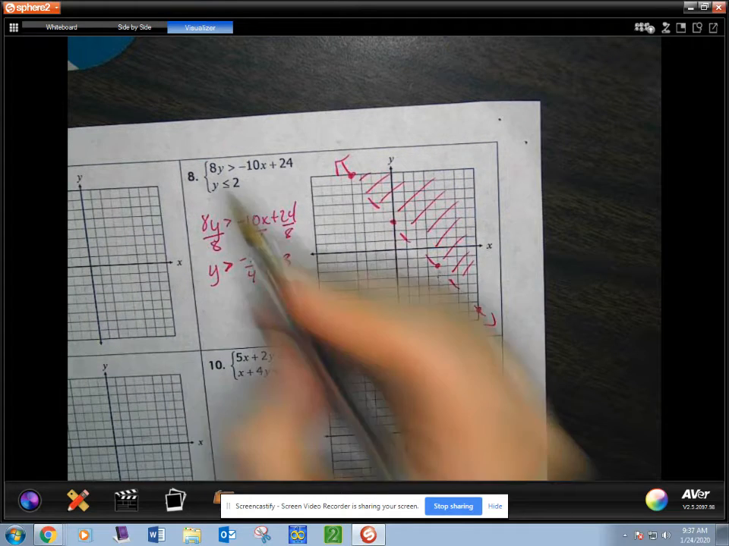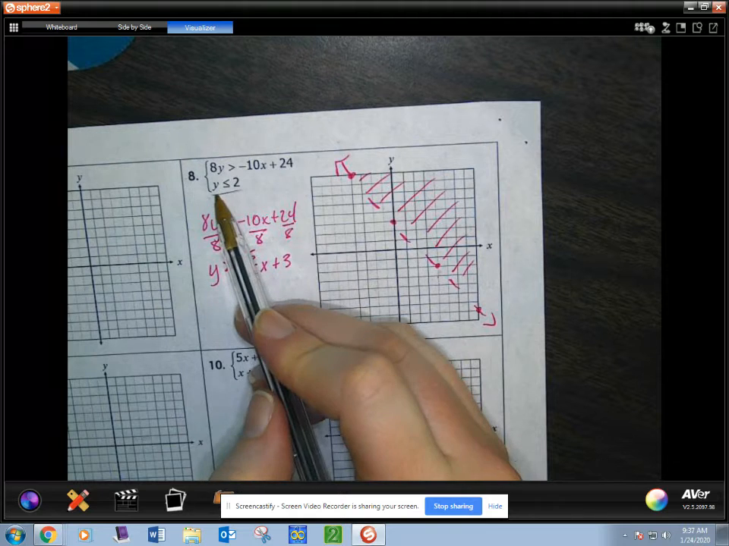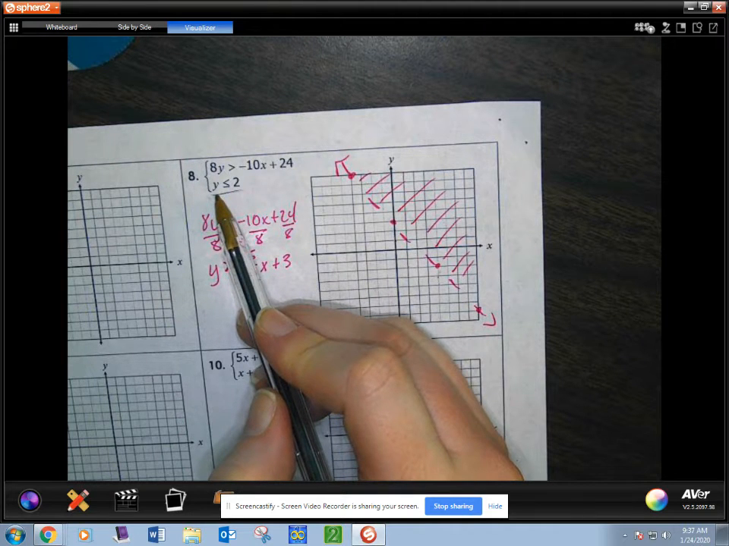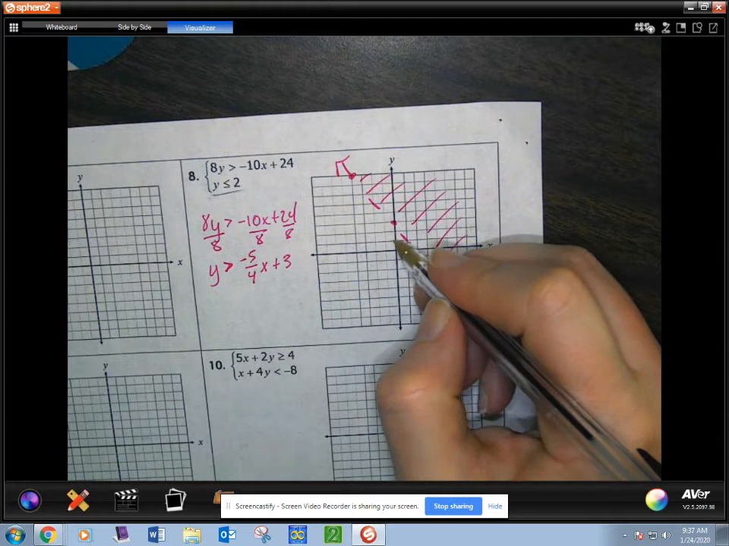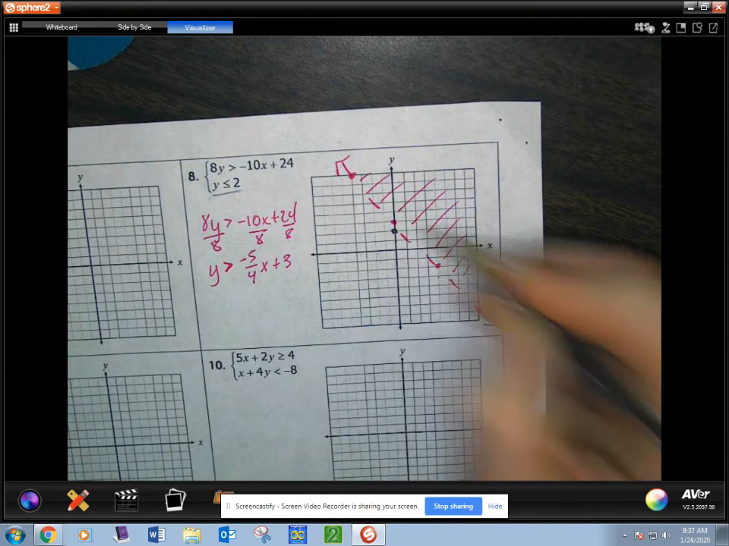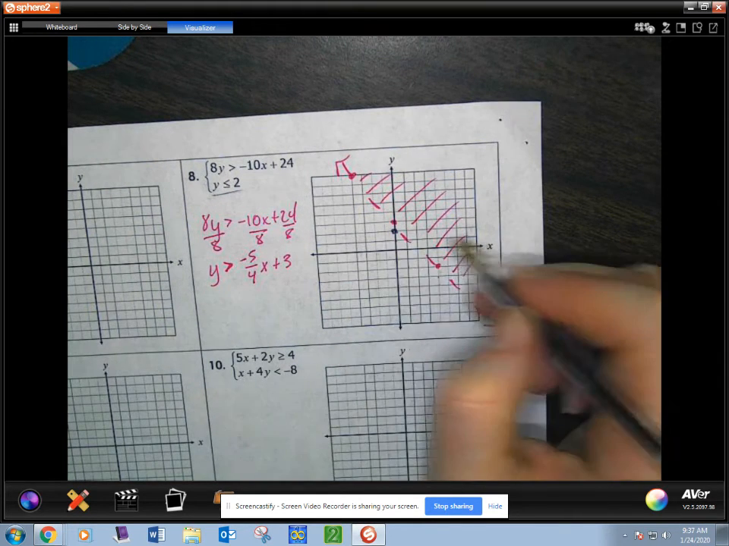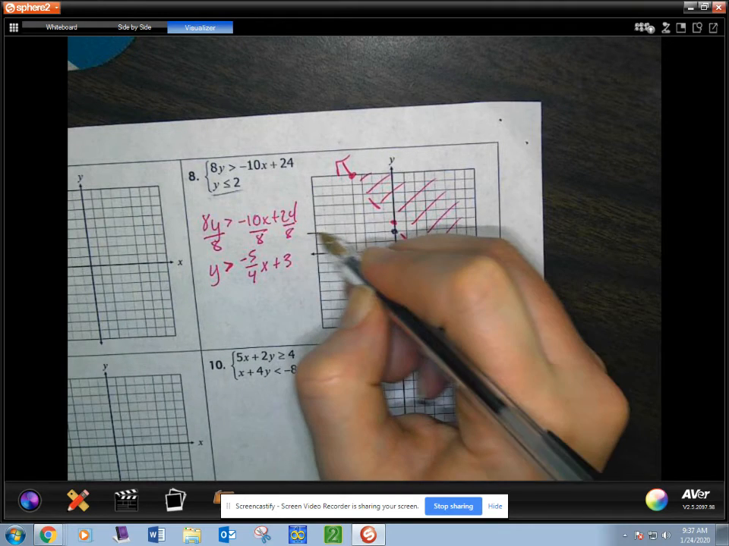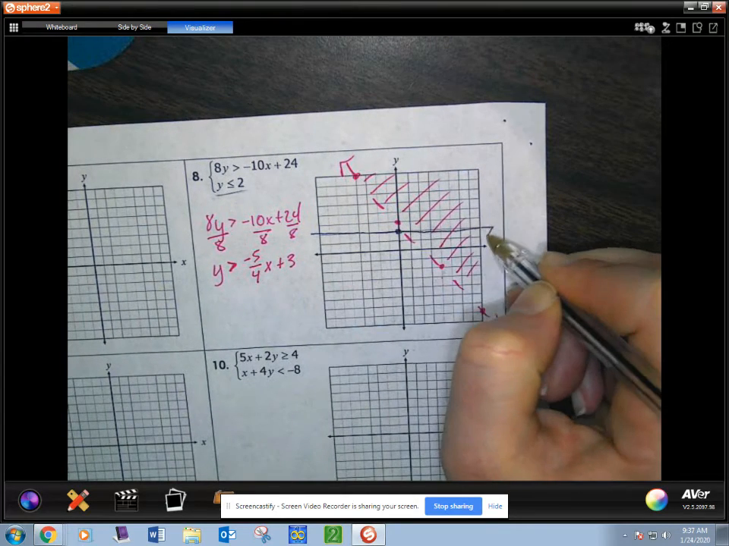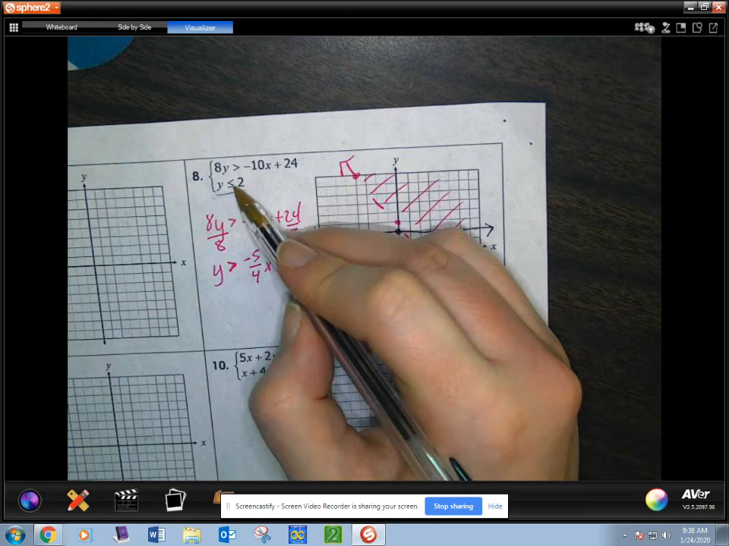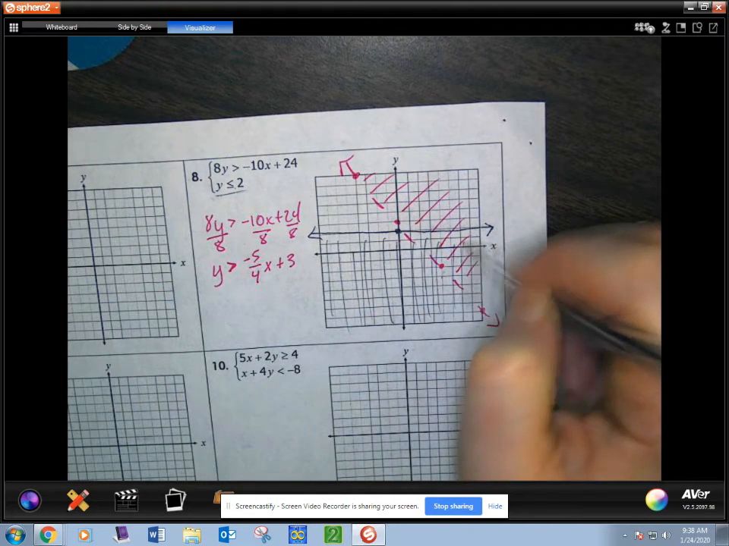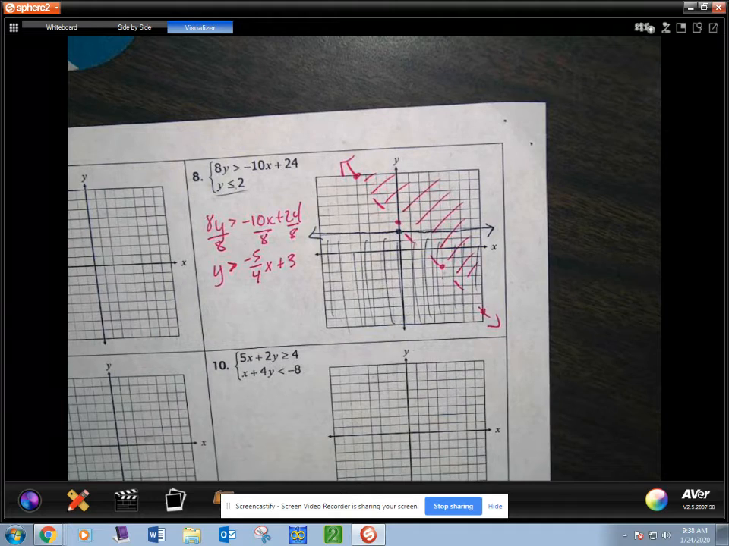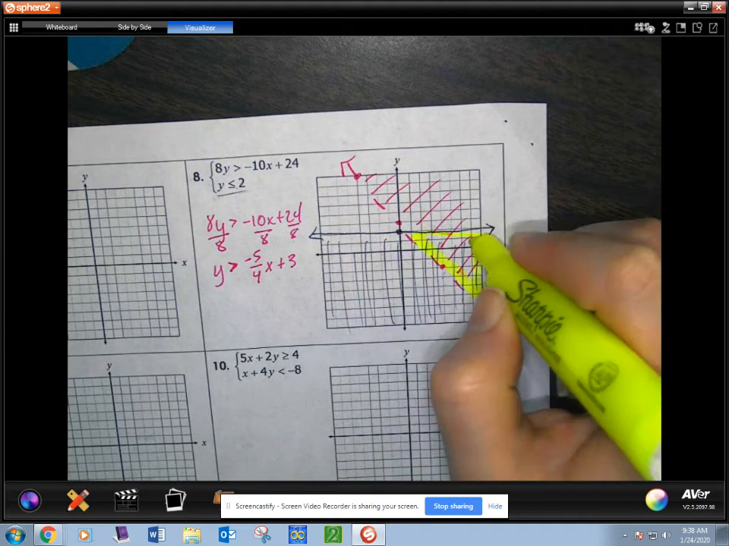Now I'm going to go to the other equation, and it's just a y. Since it is just a y, it's by itself and ready to go. So we're going to go to the y-axis at 2, which is right here. This will be a horizontal line because y is horizontal, and it's a solid line because it has the equals bar. And less than tells me to shade below. So now we have overlap, and the overlap is right there.